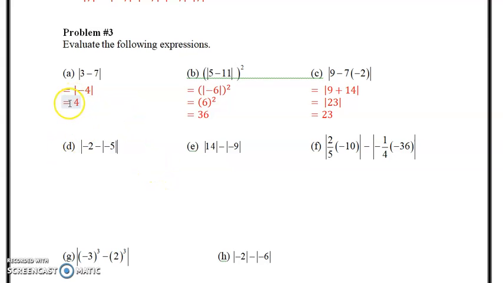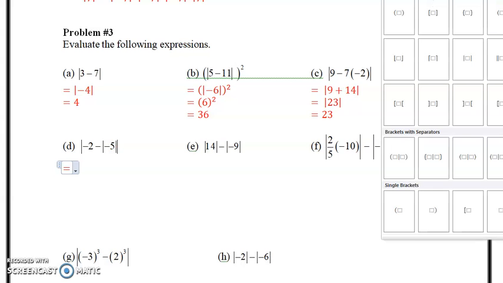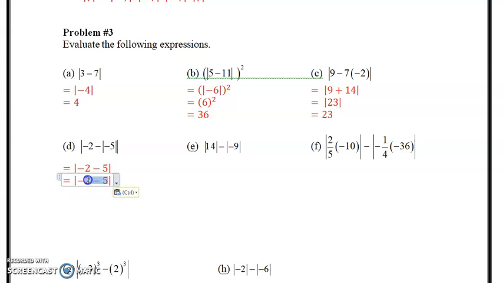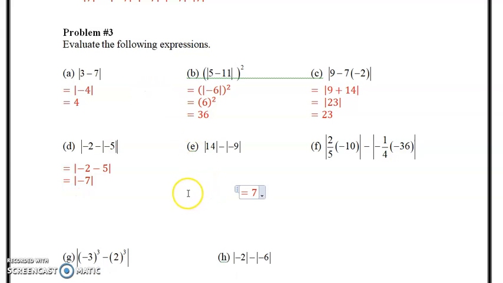Next, the absolute value. So we have the absolute value within an absolute value. That's what these double lines represent. So again, the negative 2 minus, and then you'd have to take the absolute value of the negative 5, which would be 5. So absolute value of negative 5 is 5, and subtract 5. So you got to be careful there. And then we have negative 7, and then we have 7. Okay.